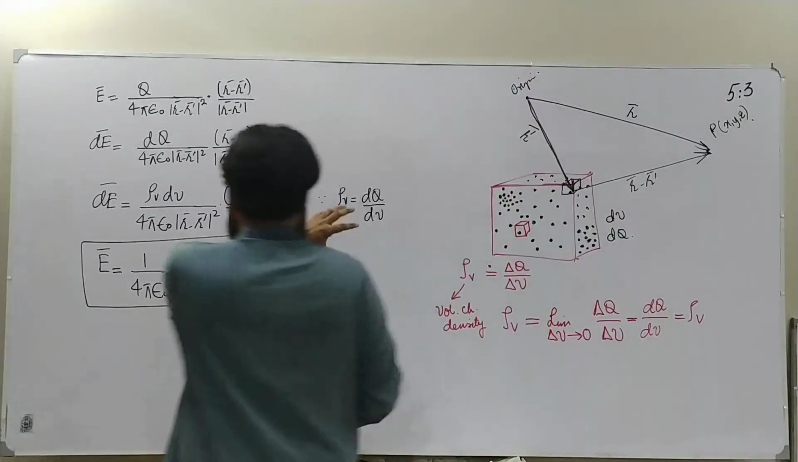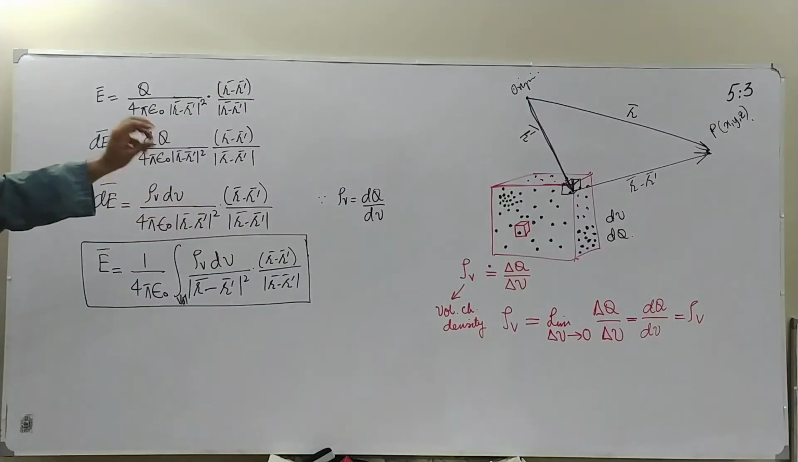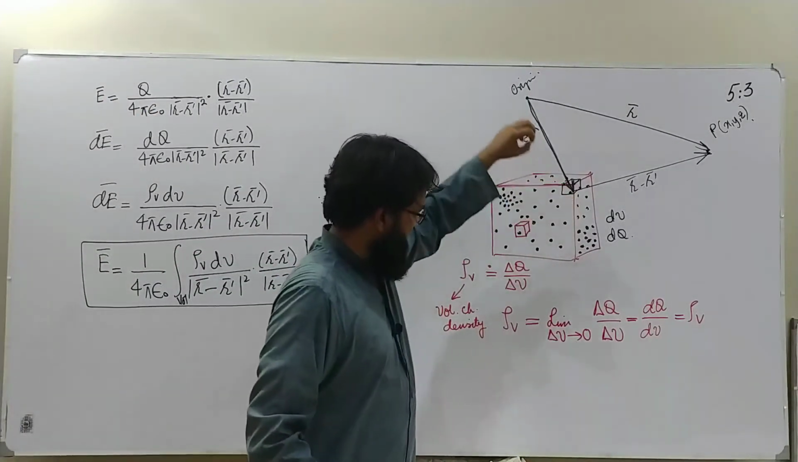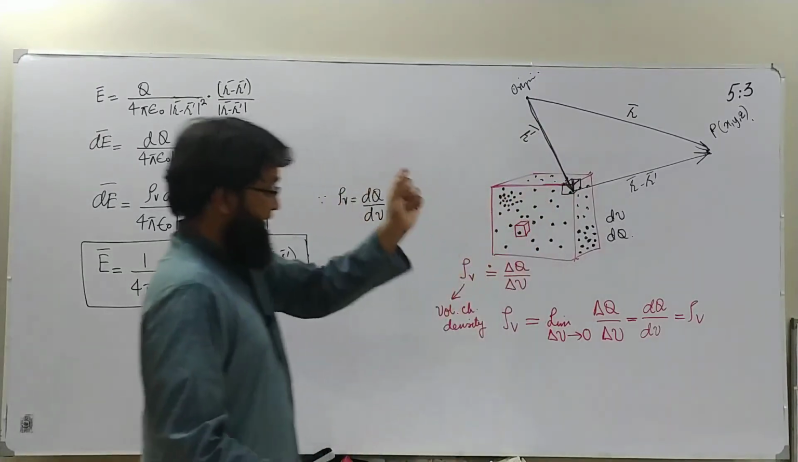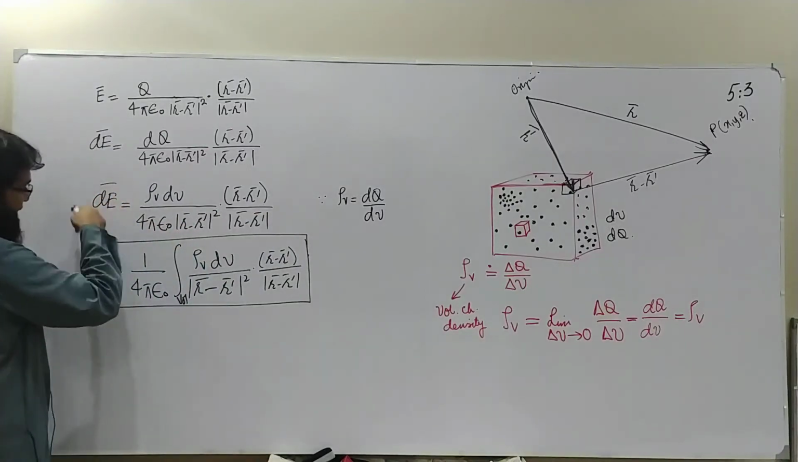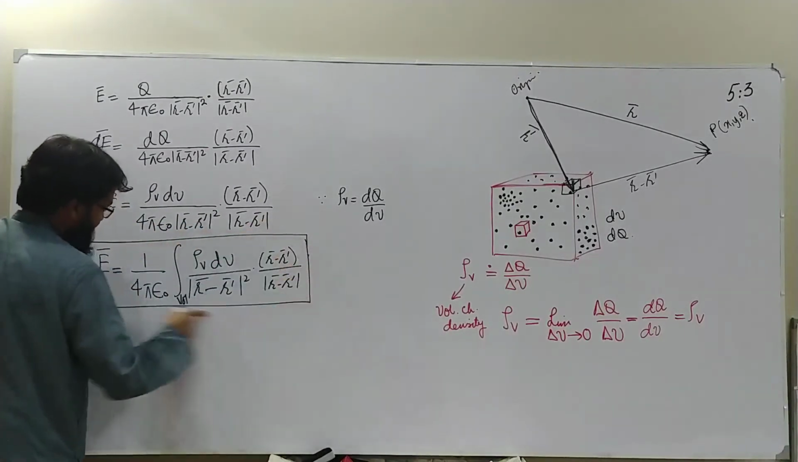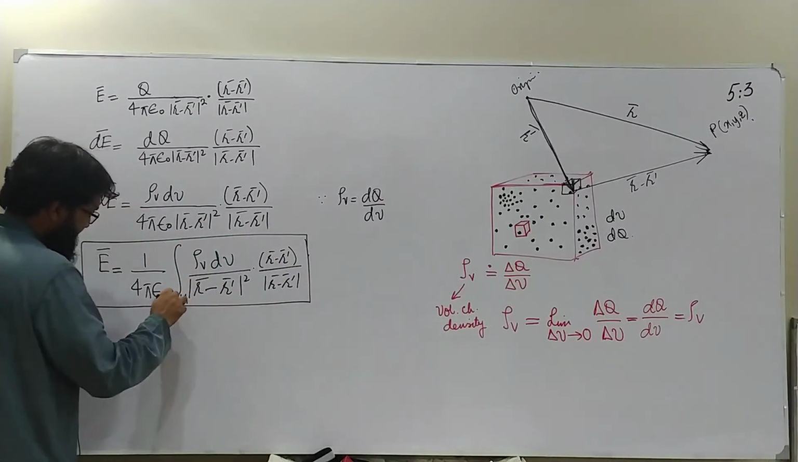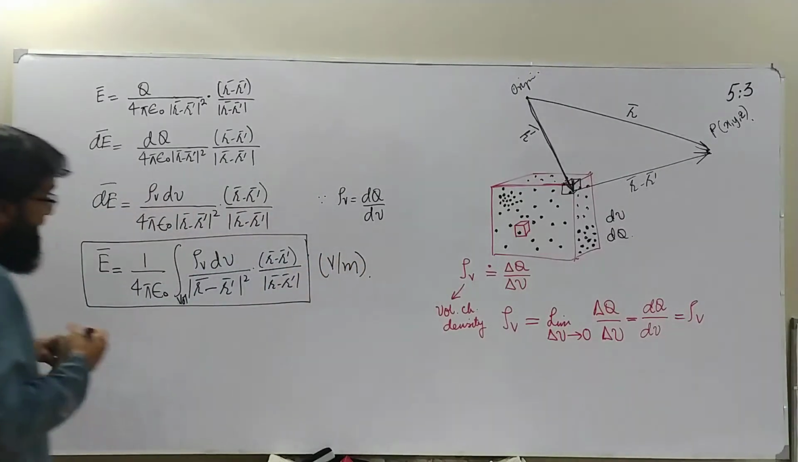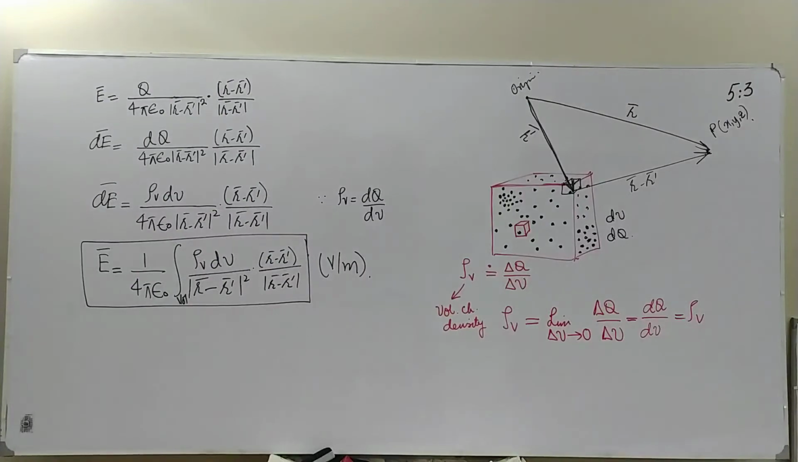All right, so if I add up all those incremental contributions due to each of those differential volumes, I'll have to integrate this expression and get this final result. Remember that this integration is a volumetric integration. So this is how we find electric field intensity in the case of a volumetric charge distribution.